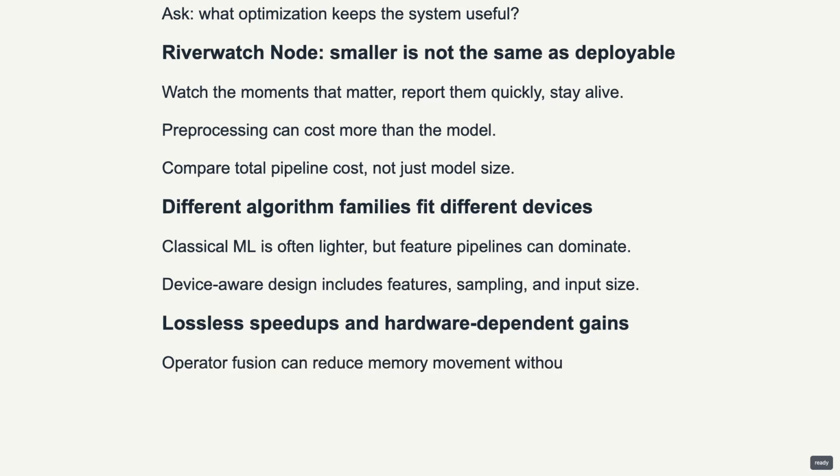Operator fusion is a good example. Adjacent operations can sometimes be combined into one faster pass, so the runtime moves less data and spends less time between steps. The catch is that the framework has to recognize the pattern and the hardware has to support the efficient execution path.